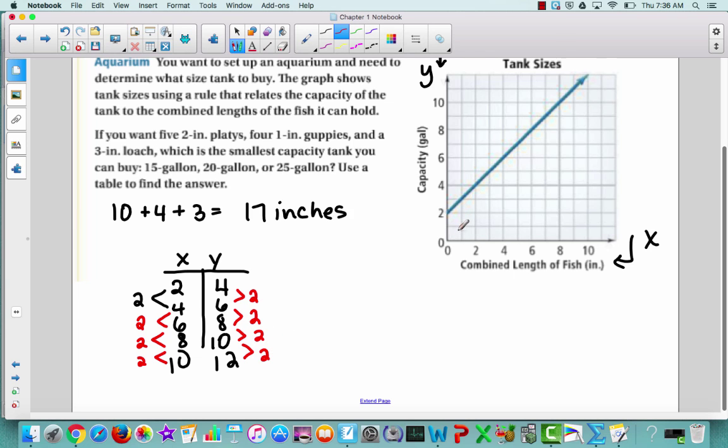So this is going up basically 2 over 2. If you remember slope, you would have done the y's subtracted over the x's subtracted. So you would have done 6 minus 4 all over 4 minus 2, which would have given me 2 over 2, which means the slope of this line is 1.